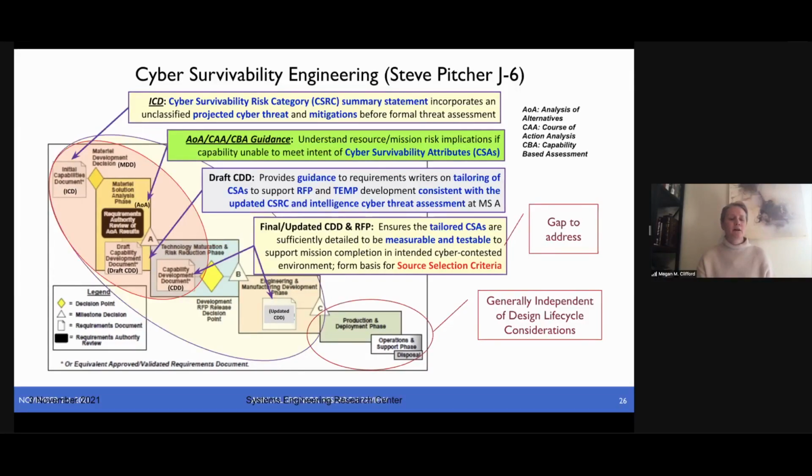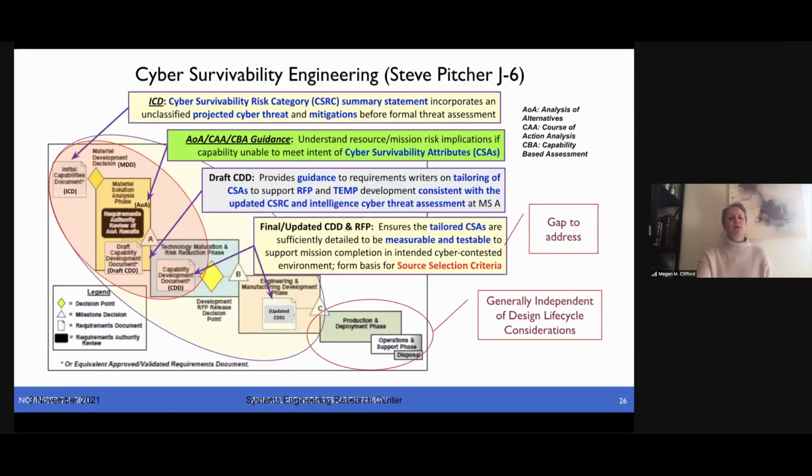to then provide guidance to requirements writers on tailoring of the CSAs to support both the requests for proposal and the TEMP document, which is the test and evaluation master plan development, consistent with the updated cyber survivability risk category and intelligence cyber threat assessments at milestone A. And a gap to address here is just to ensure that the tailored cyber survivability attributes are sufficiently detailed to be measurable and testable to support mission completion in the intended cyber contested environment, to form the basis for the source selection criteria.